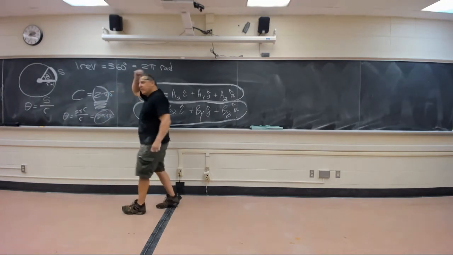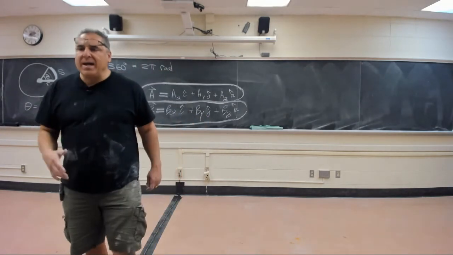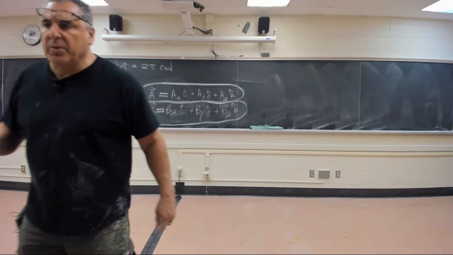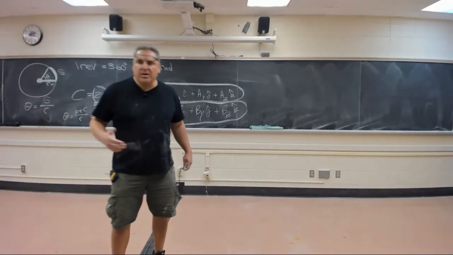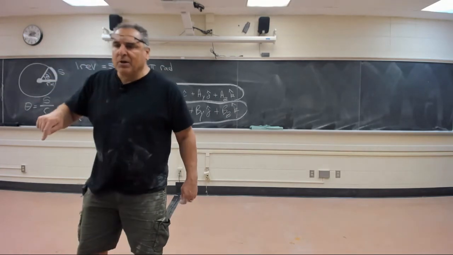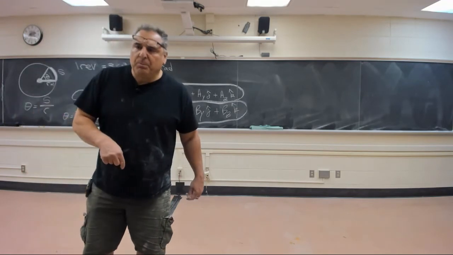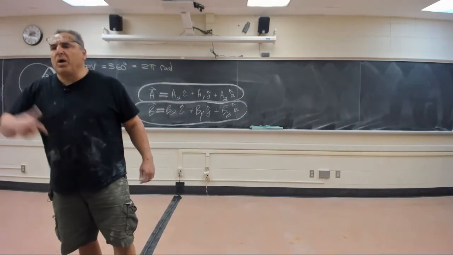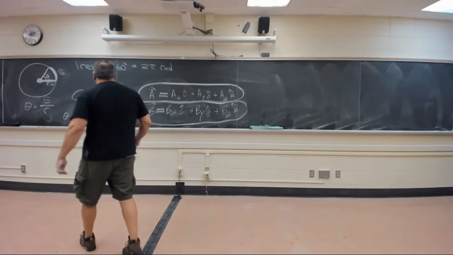What if it's only halfway around the circle? Well, 2 pi radians is 360 degrees, is 1 revolution. Half a revolution is half of 360 degrees, which is 180 degrees. Half of 2 pi is pi. Pi radians is 180 degrees. So on and so forth.